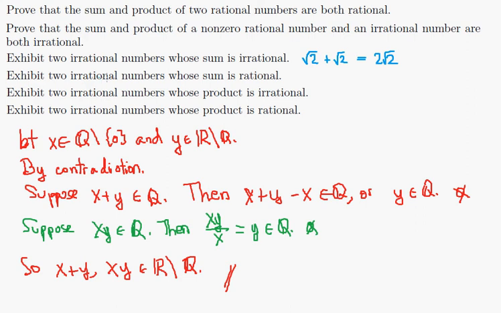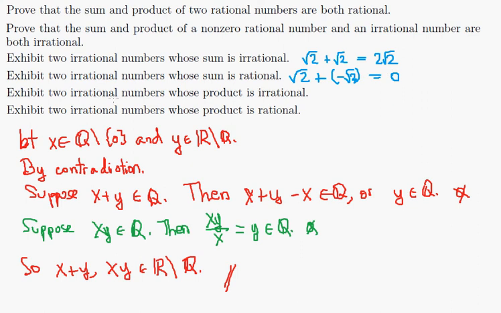Exhibit two irrational numbers whose sum is rational. Well, we can do this: square root of 2 plus negative square root of 2. Negative square root of 2 is negative 1 times square root of 2. Negative 1 is rational, square root of 2 is irrational, so negative square root of 2 must be irrational. So I have two irrational numbers. Add them up, I get 0, which is a rational number.